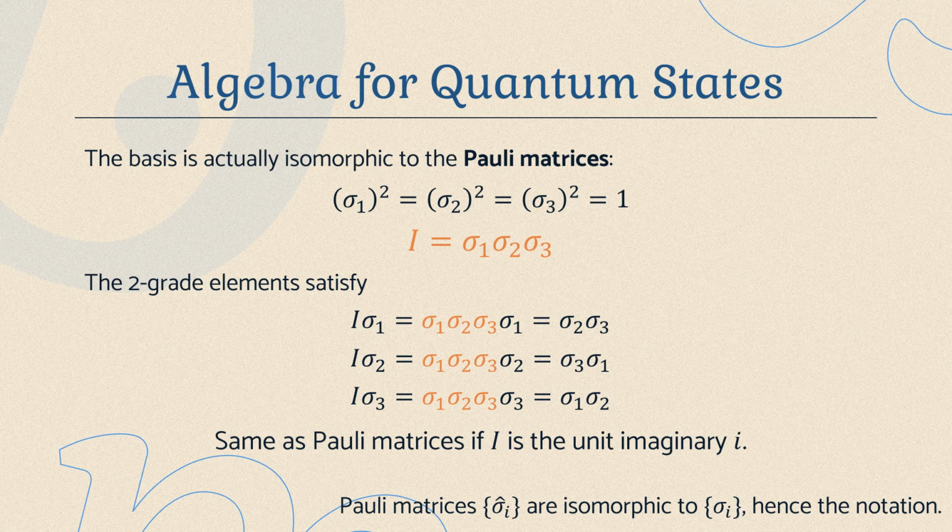The basis we used is actually isomorphic to the Pauli matrices, hence the sigma notation. Sigma i's square to 1, and capital I equals sigma 1 times sigma 2 times sigma 3. Moreover, the grade 2 elements satisfy the following relations. We can see that they are the same as the Pauli matrices if the capital I is the same as the lowercase unit imaginary i.